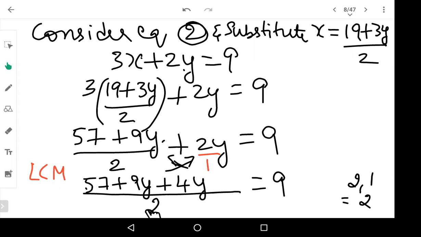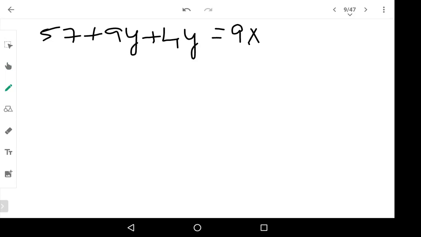Now what we can do is this division of 2, we can take it to the other side. So division on one side, if I take it to the other side, what will it become? Multiplication. Good. So 2 I am taking it to the other side. So it will become 9 into 2. So I will have 57 plus 9y plus 4y is equal to 9 into 2.